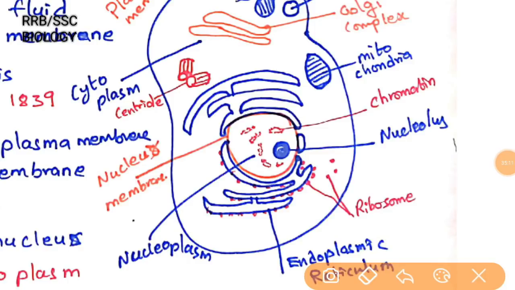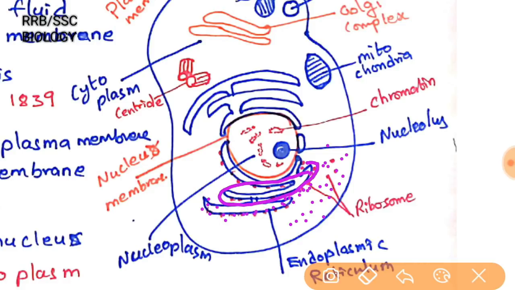You can see the red dots which are connected to this long shaped organelle, friends. This long shaped organelle is called endoplasmic reticulum, and these dots are called ribosomes. These can be attached to the endoplasmic reticulum, or they can also be free in the cytoplasm, sticking to the endoplasmic reticulum or existing freely.